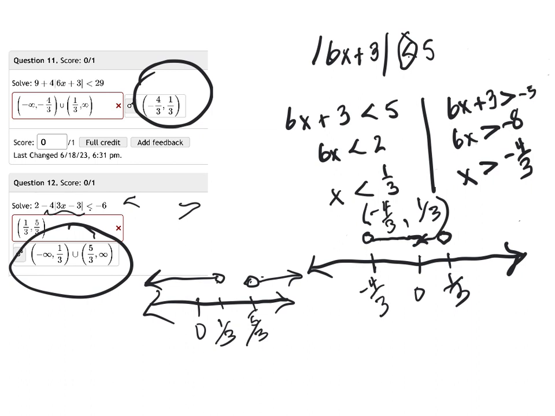So you probably had an answer that said x is less than 1/3, and then you had an answer that said x is greater than 5/3. And I can tell you had those there, but because this ended up being greater than, that's where it's going to separate out.